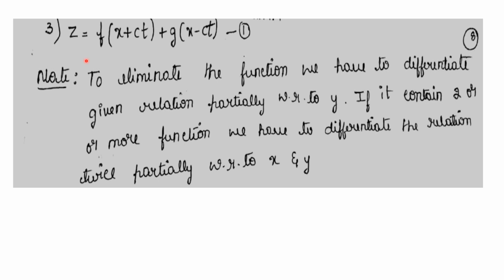Okay, so z is equal to f of x plus ct plus g of x minus ct. So let me denote my given equation as equation 1. So how many functions do you have in the given question? You have two functions, right? One is f, a function of x and t, where c is a constant, and there is one more function, g. G is also a function of x and t, where c is a constant, right?